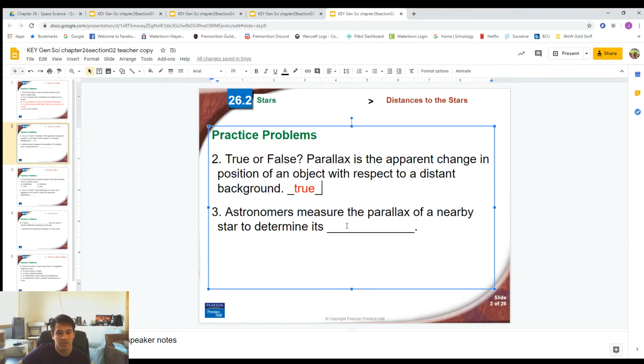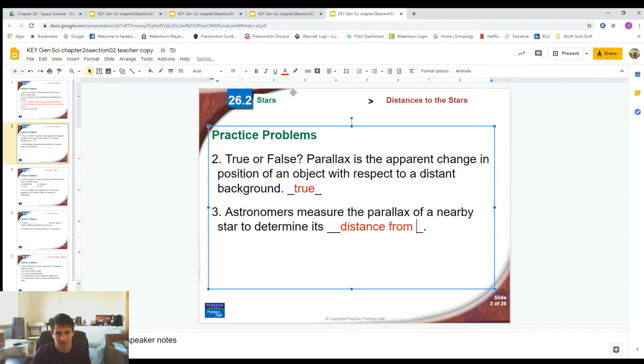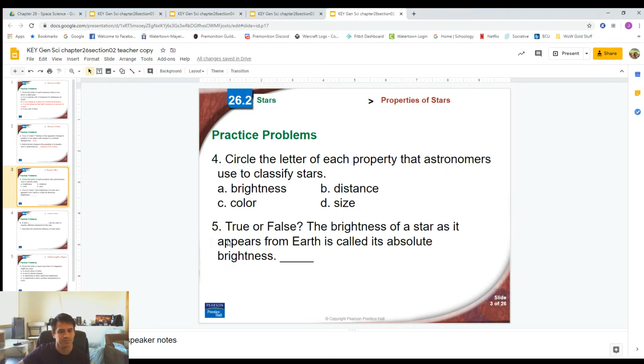So, number 3, astronomers measure the parallax of a nearby star to determine its distance from Earth. Okay, so we use parallax to determine the distances of stars from Earth, typically ones that are relatively close. Parallax doesn't work for things that are really far away. It only works for things that are somewhat close to us. So we have other methods for finding distances to further away stars, but still a good method to use.